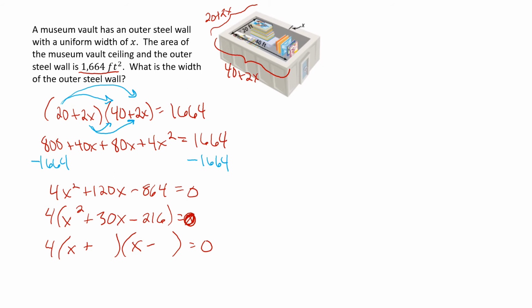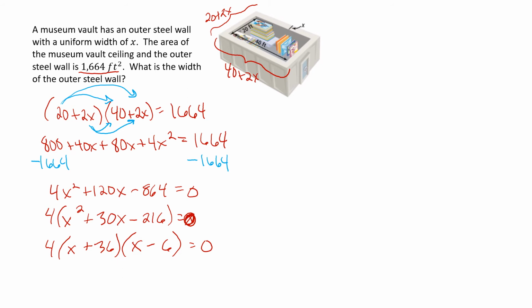It is divisible by 6, however, and that would be 36. We can get it to 30 with a 36 and a 6. Specifically, if the 36 is positive and the 6 is negative. Now we'd have x squared minus 6x plus 36x gives us plus 30x minus 216.